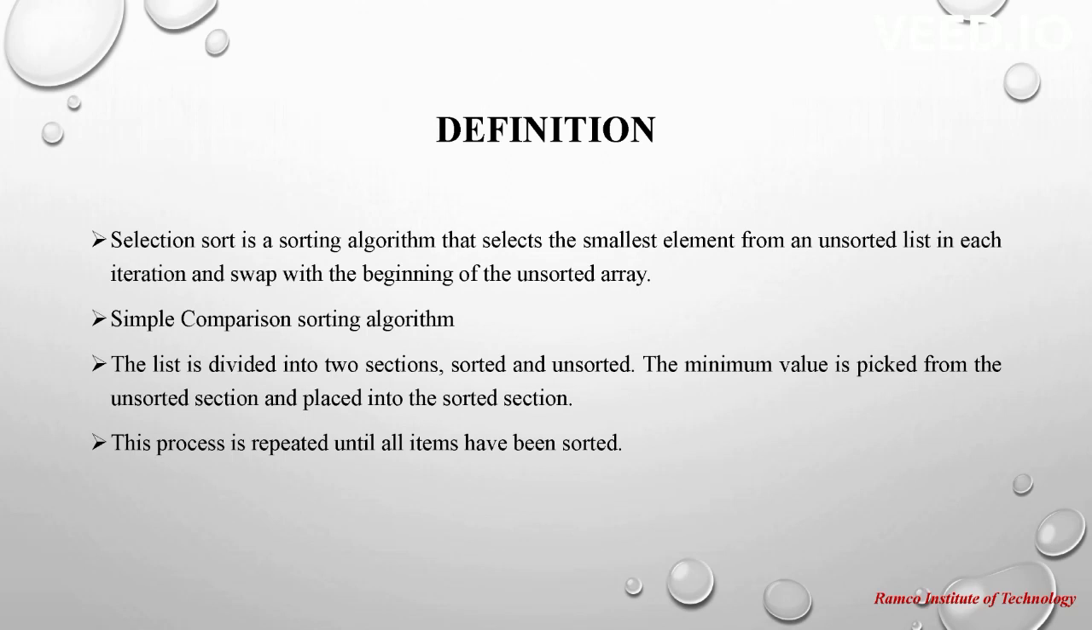In this sort, we have to select the minimum element from the unsorted array in each iteration and swap it with the beginning of the list. In sorting, the given list can be divided into two sections. One is the sorted list and the second one is the unsorted list. From this, we have to pick the minimum value from the unsorted section and place it into the sorted section. This process will continue until all the elements are placed in the right place. So this algorithm is simply called a simple comparison sorting algorithm.